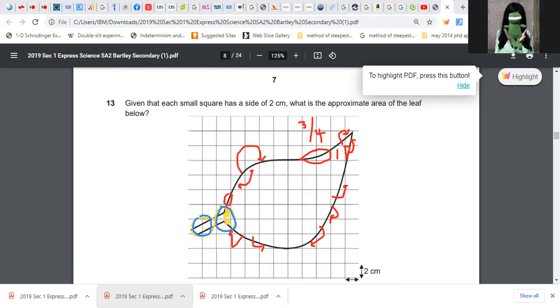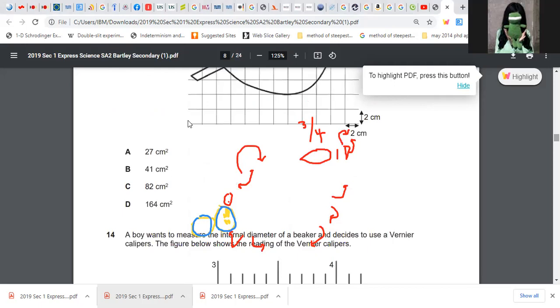Divide by 4, correct, okay? Okay, like we try 27 divided by 4 is what? About what? 7 square, okay? Then 41 divided by 4 is what? How many squares? About 10. Okay, 82 divided by 4 is how many squares?